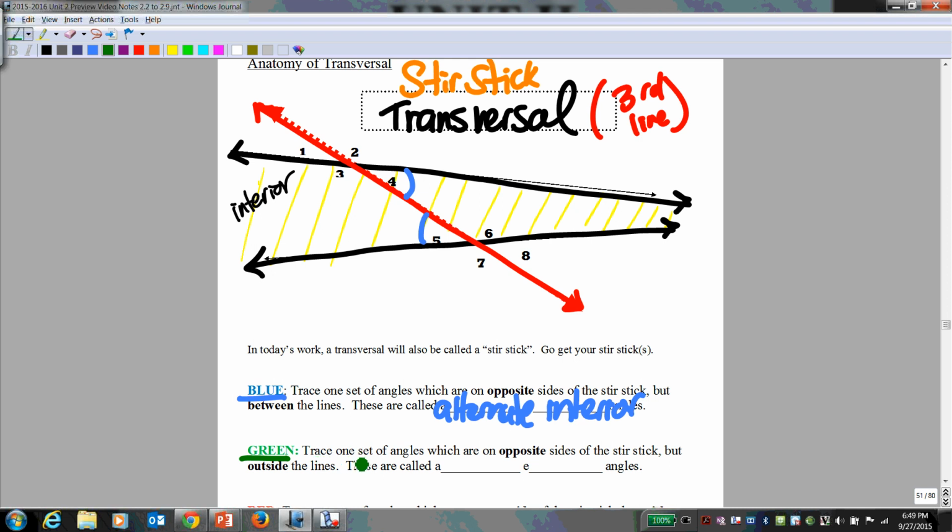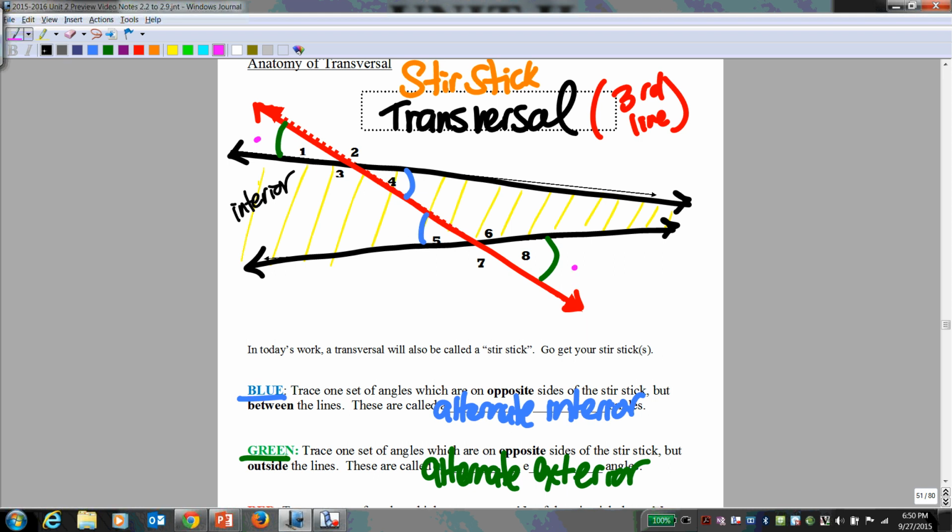Now I'd like you to trace one set of angles which are on opposite sides of the stir stick, but outside the lines. Outside the lines, opposite sides of the stir stick. Those are called alternate exterior. Alternate meaning opposite sides of the stir stick. 4 and 5 are opposite. 1 and 8 are opposite. That's why we use the term alternate.